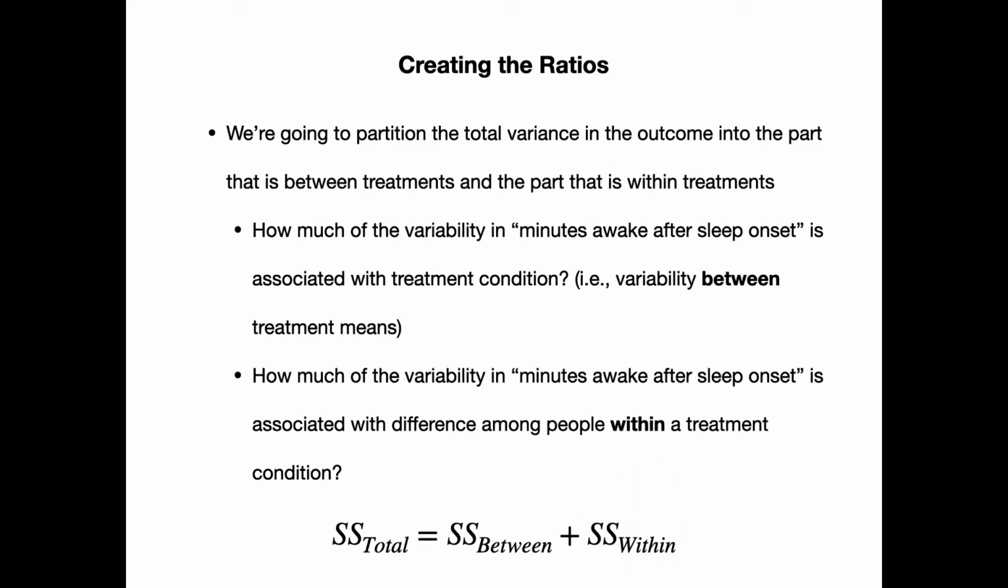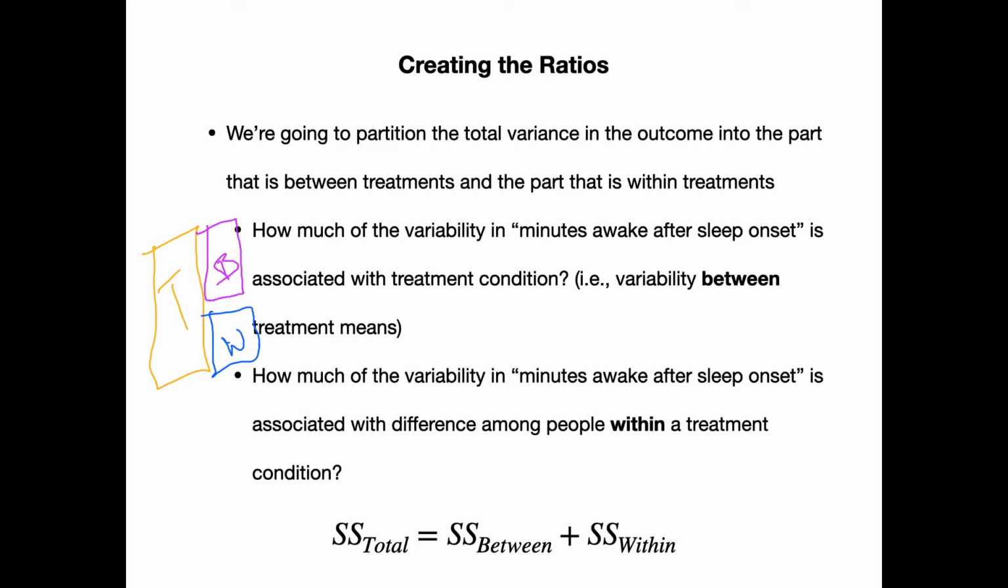Again, the total variability is the difference between all the observations, it's the normal variance, right? Let's say the total is this much. Let's say that much is associated with treatment condition, and that much is associated with differences amongst people. So we're going to take the total and divide it into the between portion and the within portion.